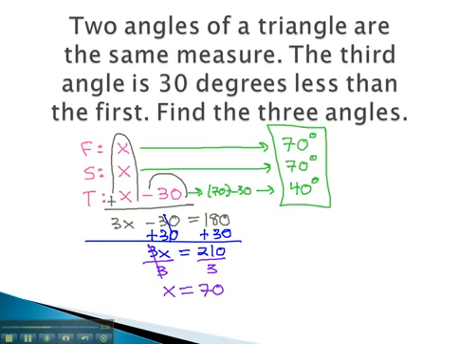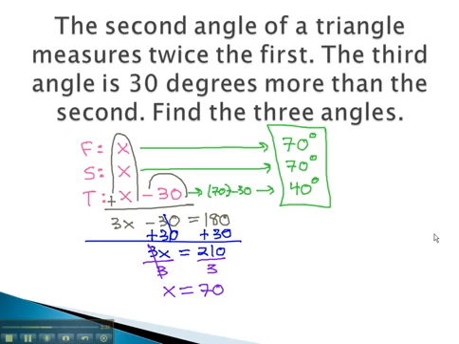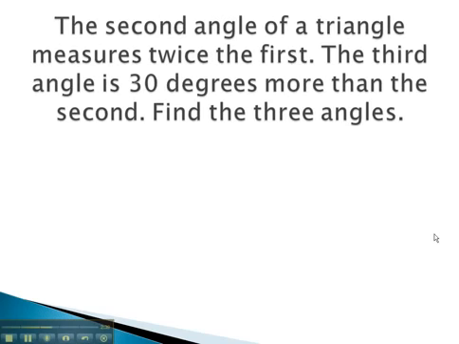Let's try another example where we use clues in the problem to find the three angles. Again, we will clearly label them as first, second, and third. Here, we are told that the second angle is twice the first angle. Currently, we know nothing about the first angle, so let's just call the first angle x. If the second angle is twice this, we multiply by 2 to get 2x.